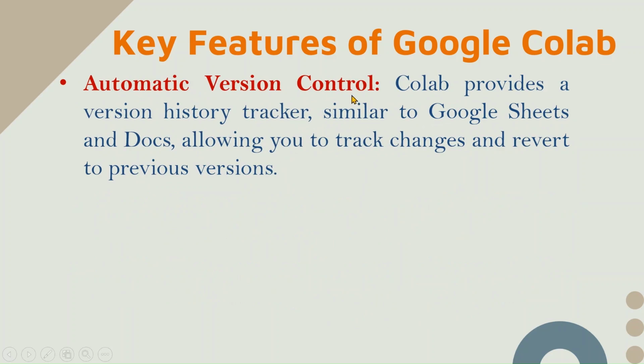Then automatic version control. Colab provides a version history tracker similar to Google Sheets and Docs, allowing you to track changes and revert to previous versions. So let's say in the first version we have done some task and in the second version we have done some other tasks. You can check out which version did which task, and if you feel you need to go back to a previous version and work with it, you still can. It's not strict or rigid, where I need to only work with the newest version.